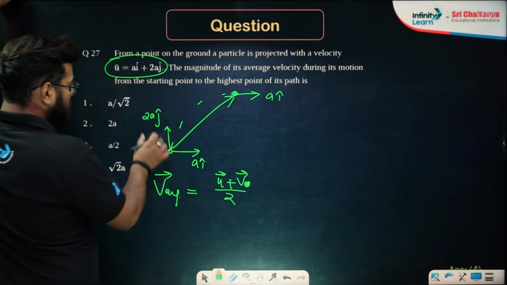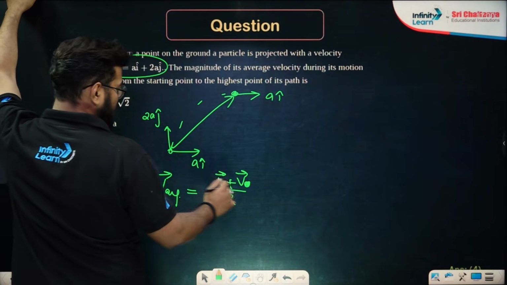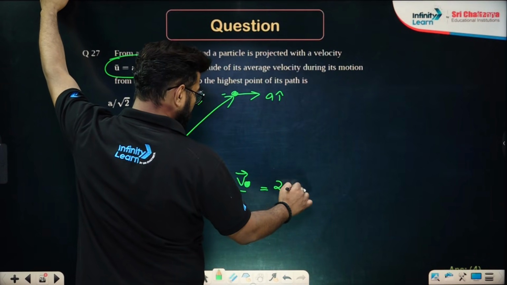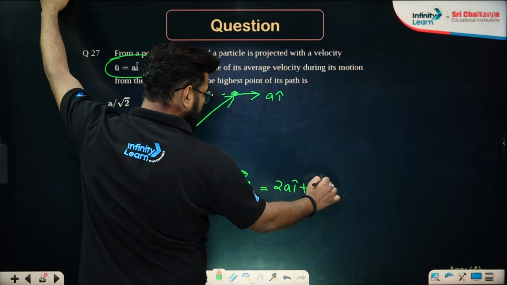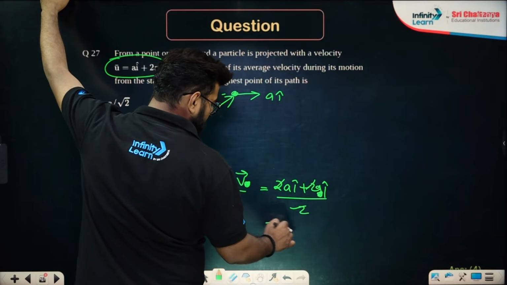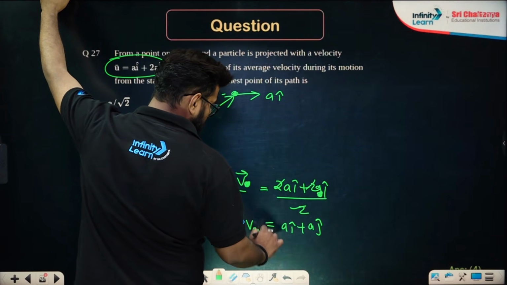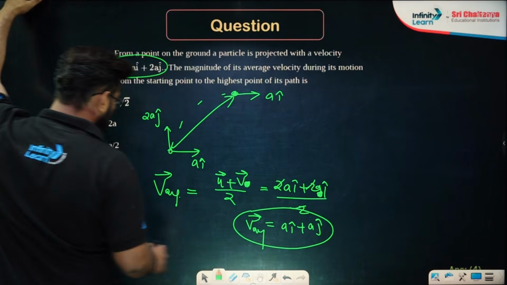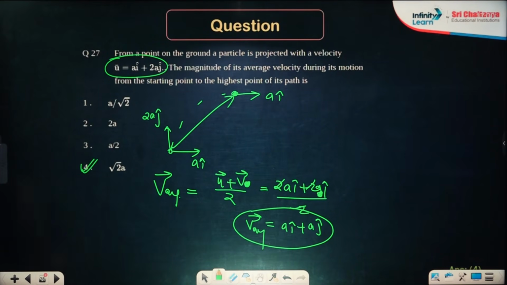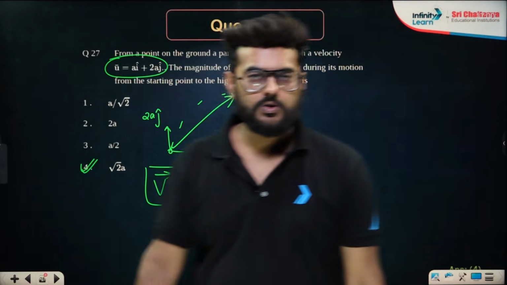Okay, so initial velocity is 2a ĵ and this, and final is only this much. When you add both of them, the answer will be equal to 2a î plus 2a ĵ, whole divided by 2. So 2 will cancel, that means a î plus a ĵ. This is the average velocity, and when you take the magnitude, it will be a root 2. That means option number 4 is correct. Clear? Making sense? So this is the case of average velocity.